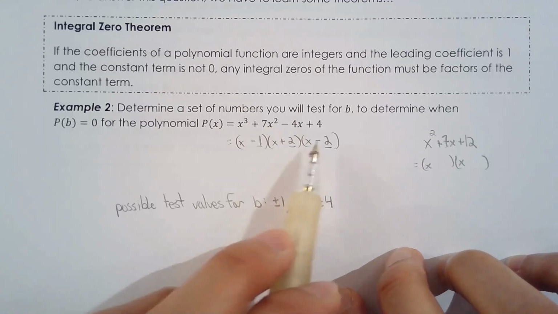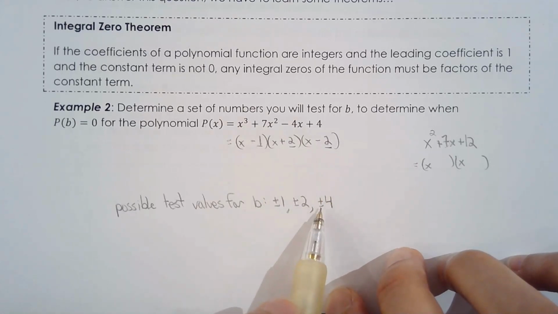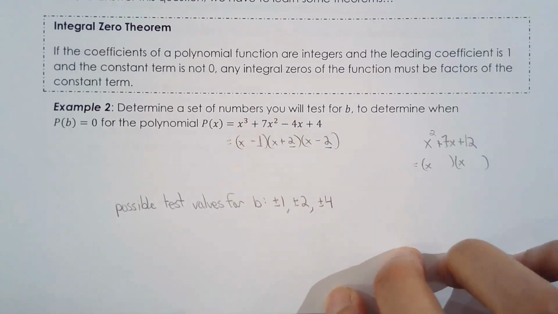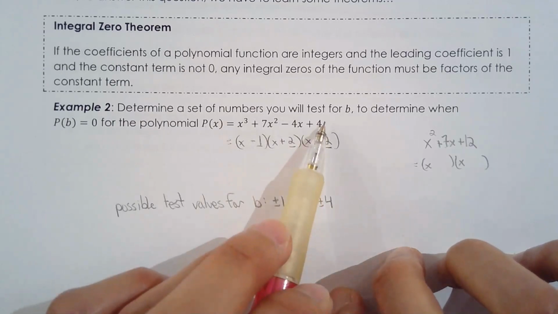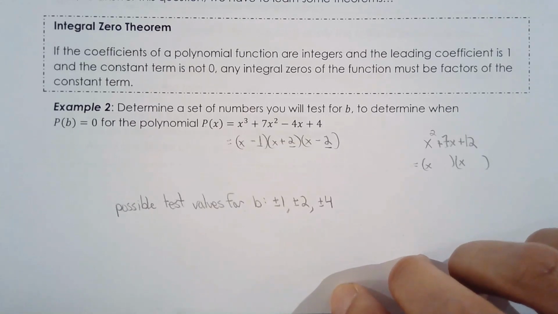Now I didn't write down the possible factors. It could be x plus 4 and x minus 4. That's why it could be plus minus 4 for B. So by looking at the constant term, you can see what the possible zeros are, okay?